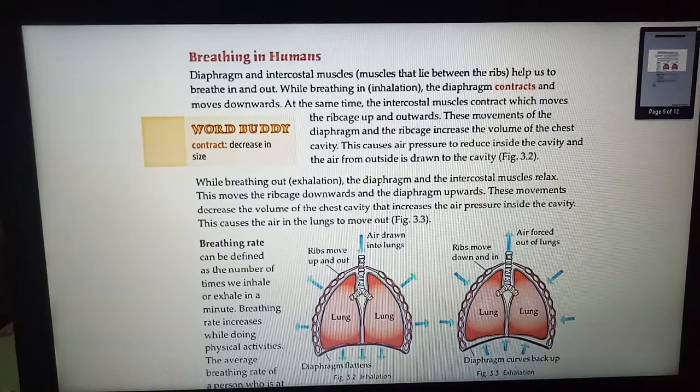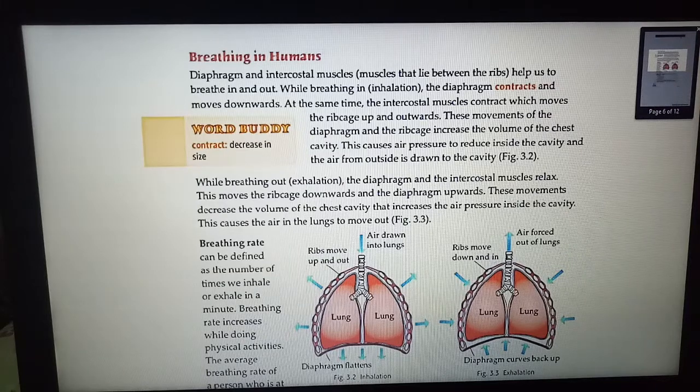Now what is breathing rate? Breathing rate can be defined as the number of times we inhale. 1 minute में हम कितनी बार breathe करते हैं, that is known as the breathing rate. Breathe करते हैं, that means both will count, exhale and inhale. हम कितनी बार सांस ले रहे हैं, कितनी बार सांस छोड़ रहे हैं, वो 1 मिनट में जितनी बार भी होगा, that is known as the breathing rate.